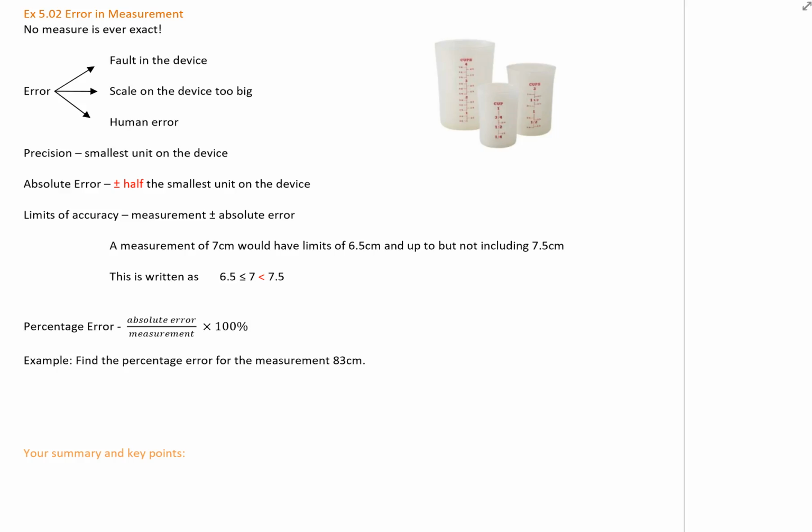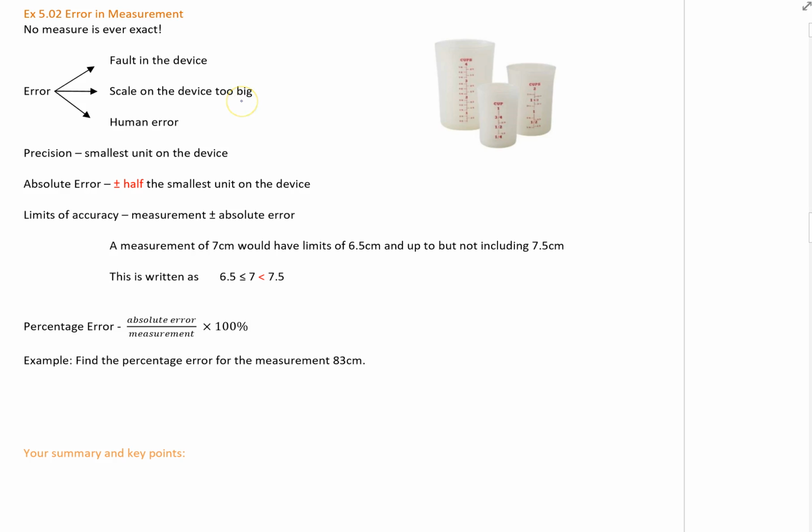Now, you'll see quite a lot of reference to error in measurement, and that's not only in maths, but in science as well. It's understood that no measure is ever exact, and there are three main areas where error can creep into a measurement. One is there could be a fault in the device, or even just increments slightly out. There could be the scale on the device is too big.